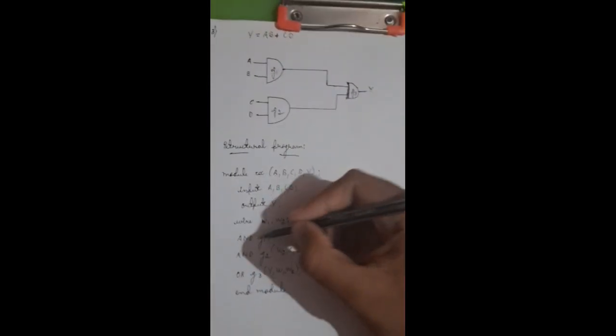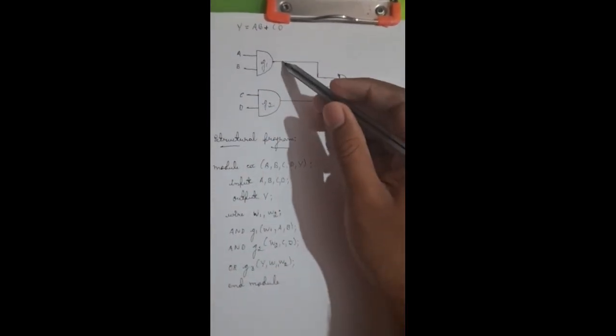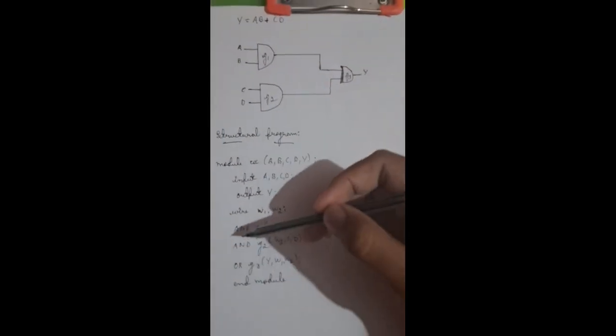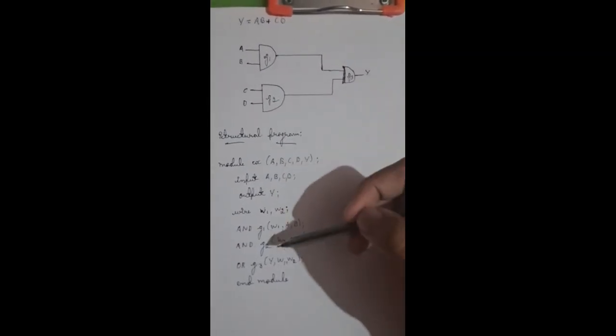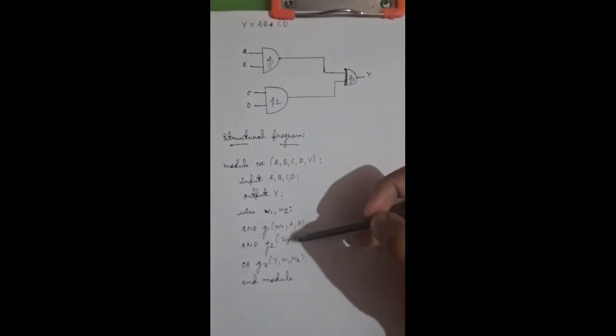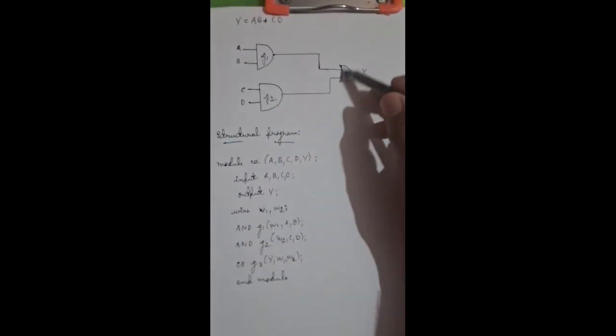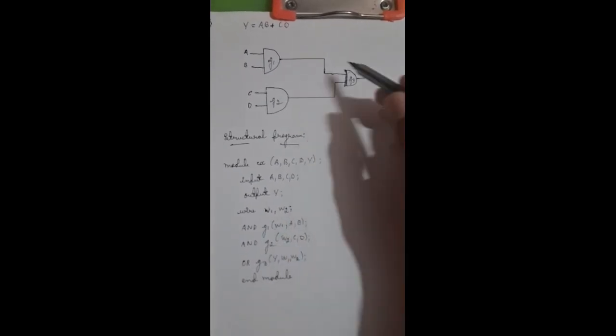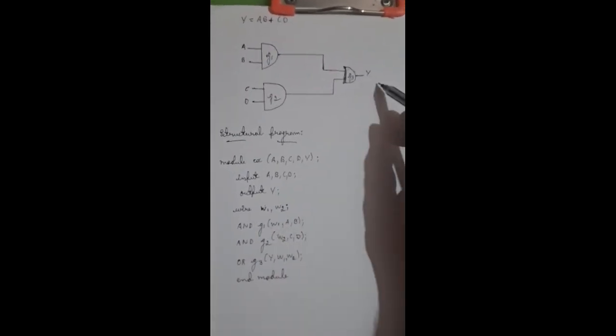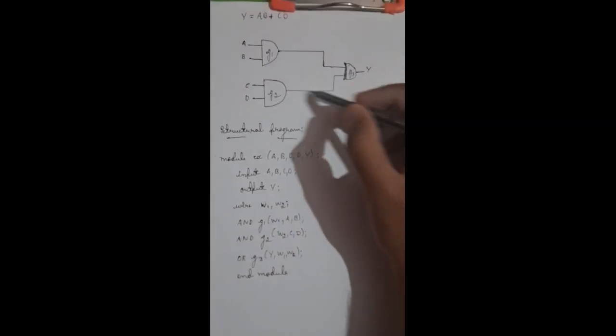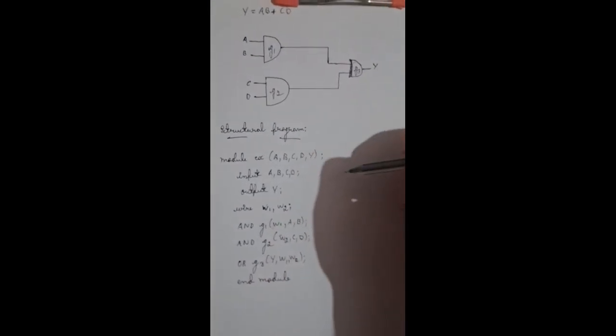The AND gate G1 has W1 as the output and A, B as input, and the AND gate G2 has W2 as the output and C comma D as input. Here is the OR gate, which is taken as G3, with Y as output and W1, W2 as the input from AB and CD. Then we end the module.